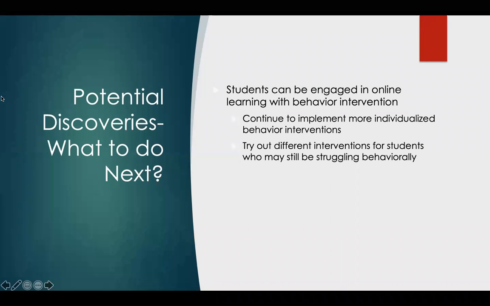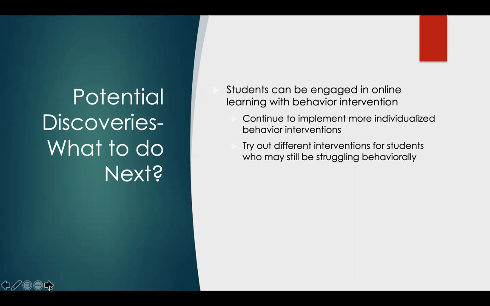So what can happen next based on potential discoveries? For the first potential discovery of students being engaged in online learning with the behavior interventions, I would continue to implement more individualized behavior interventions. For students who are continuing to struggle behaviorally, I could continue to try out different interventions in order to find the best match, only after each intervention has been given enough time for the student to learn about it, try it, and see its effectiveness.